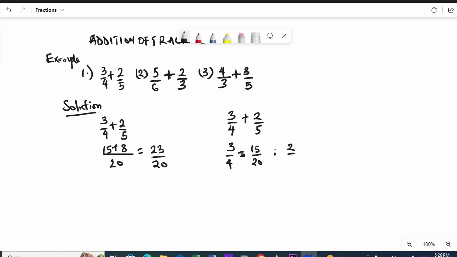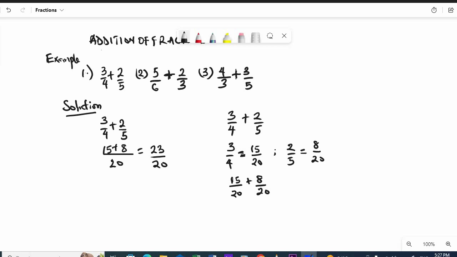And then 2 over 5 will be equal to 20 divided by 5, that's 4, and then 4 times 2, that's 8. 8 over 20. So we can simply take these two equivalent fractions, 15 over 20 and 8 over 20.